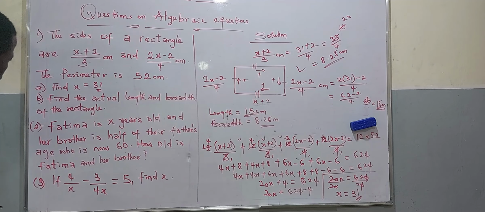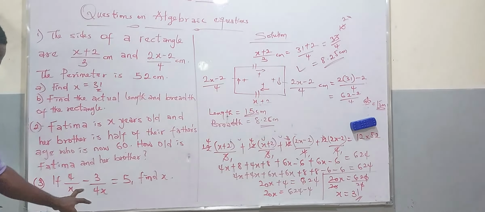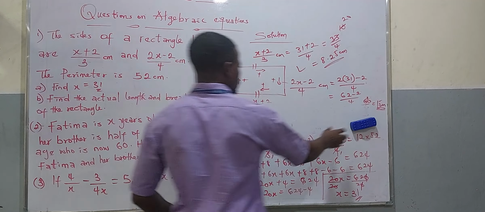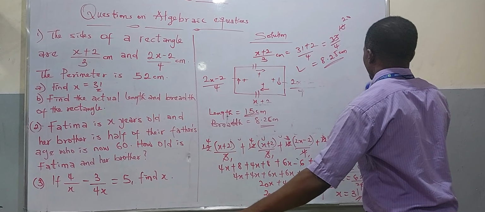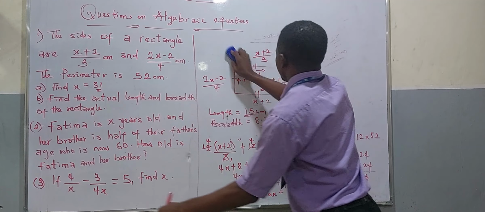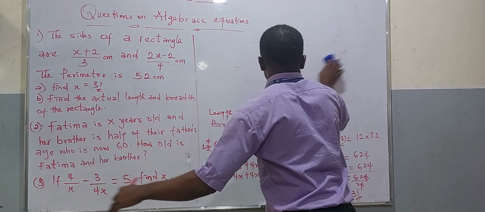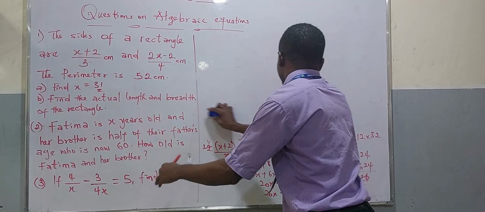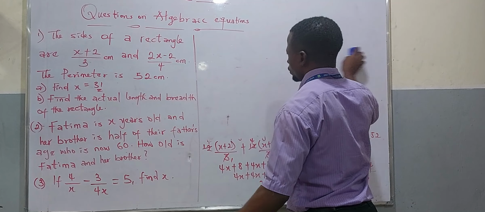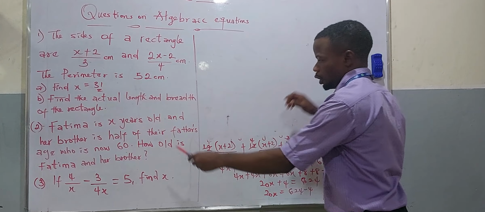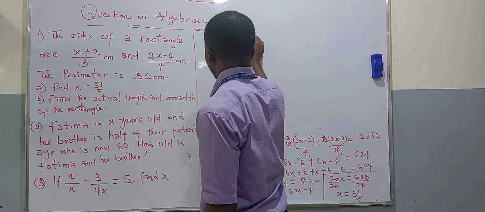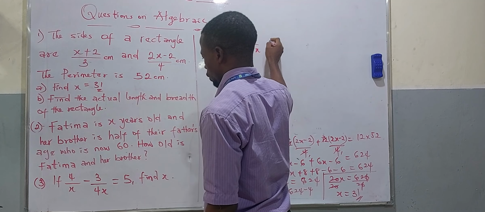So right away, for this one, we call it solve this. I will guide you from here. This is what you do. This is what you will do here. If you have 4 over x minus 3 over 4x is equal to 5.